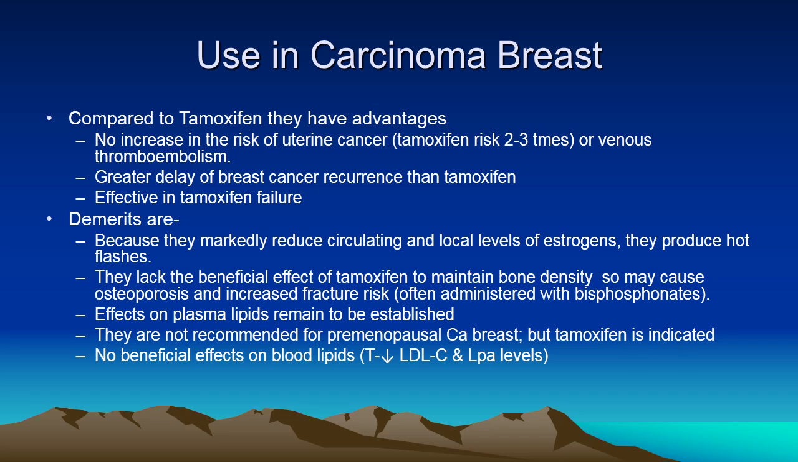Now, compared to tamoxifen, which is the gold standard for carcinoma breast, there are many advantages. One is no increase in the risk of uterine cancer because endometrial proliferation does not occur. There is no risk or less risk of venous thromboembolism, and greater delay of breast cancer recurrence than tamoxifen. That is important, and they are effective in tamoxifen failure.